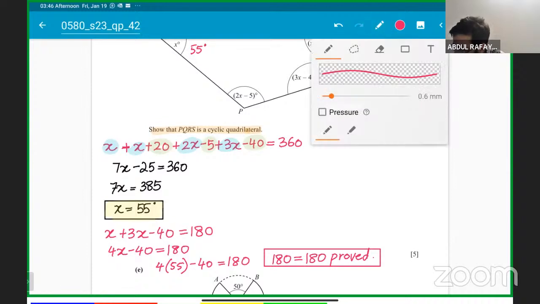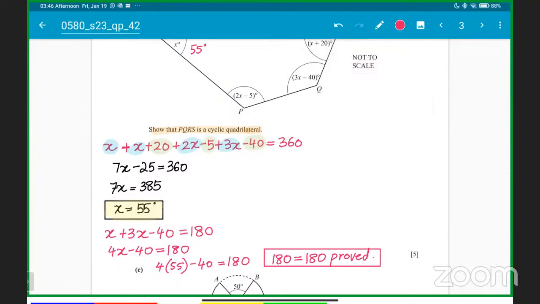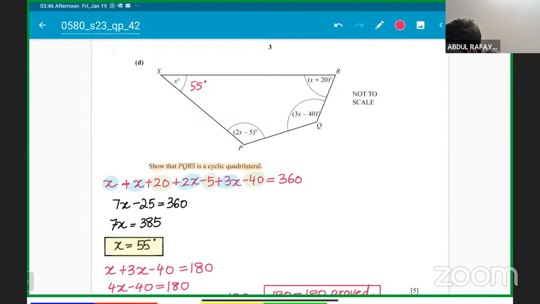Guys, with me following? You can just do it like this as well, by giving the angles. That's 2 times 55 minus 5, which is basically 105.